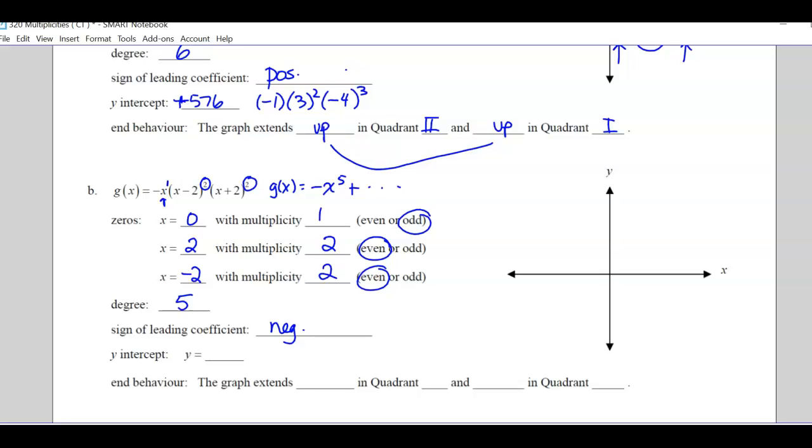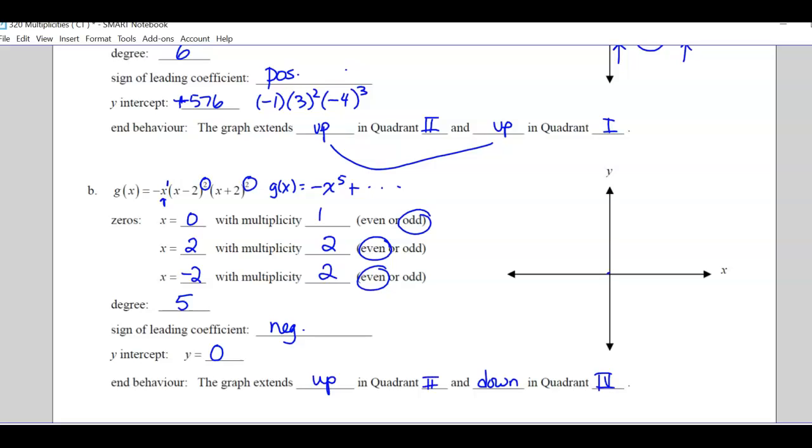Y-intercept, well, take a look. If x is 0, then you don't even need to do anything. The whole thing's going to be 0. And the end behavior, so if it's a negative leading coefficient, it's going to be going down in quadrant 4. Then if it's degree 5, remember diagonal quadrants. So that means up in quadrant 2.